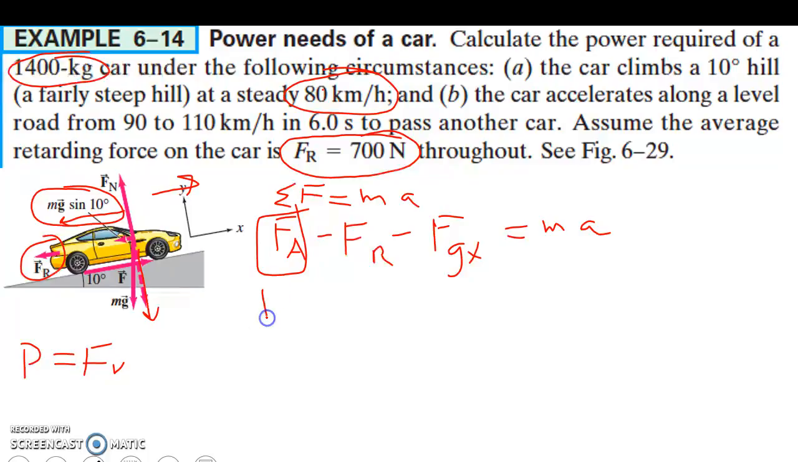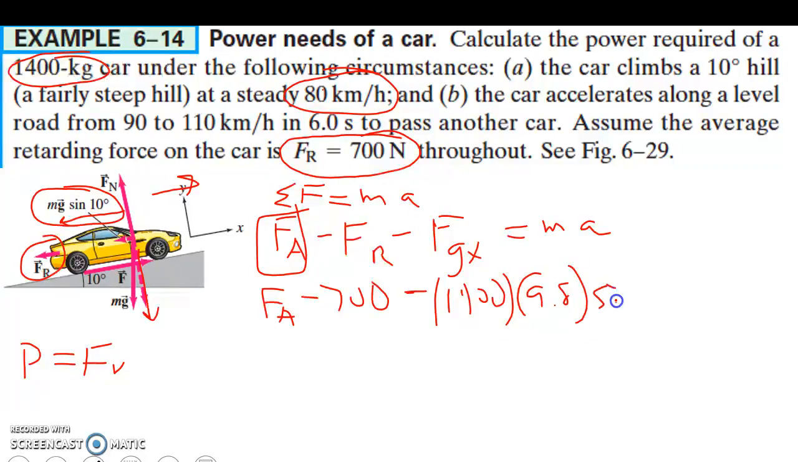Okay, so here we are. So retarding force, so Fa minus 700 minus, and that's going to be mg sine of 10 from when we did inclined planes. The mass 1,400, g 9.8, sine of 10. Now ma, since we're moving at a steady speed, our acceleration is 0. So that's going to be equal to 0. Makes our math a heck of a lot easier. Now we just solve for the force applied.